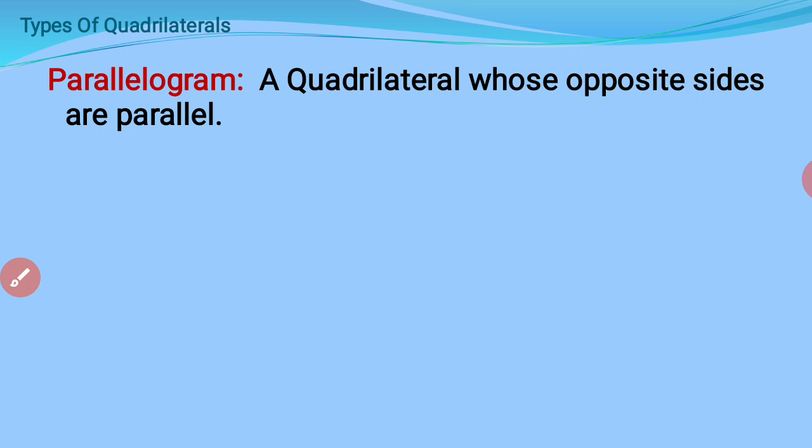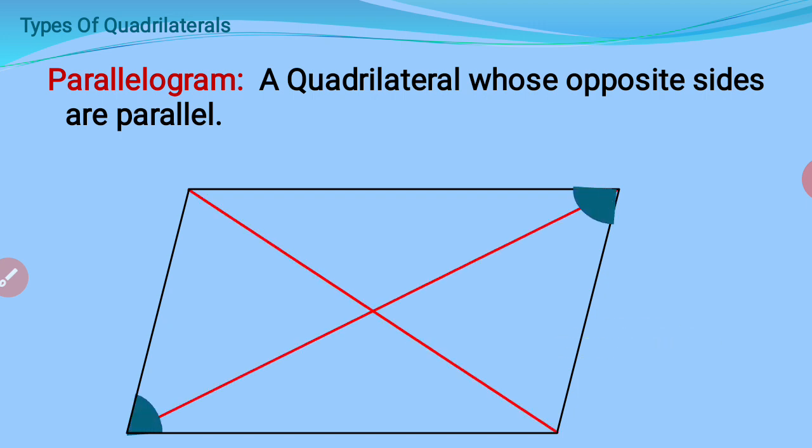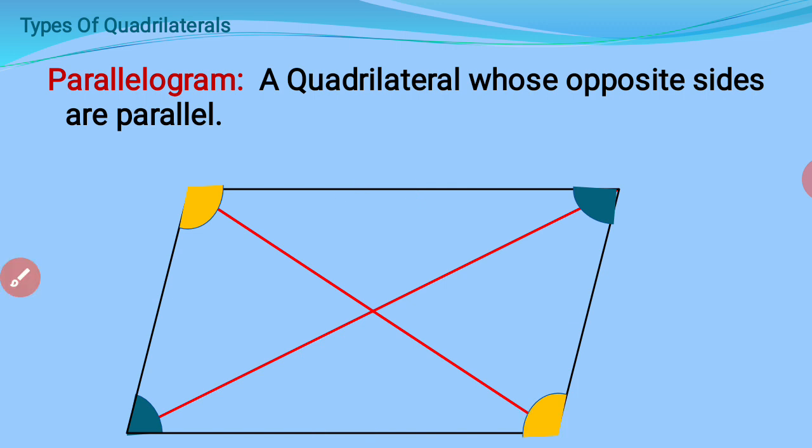Let us move to parallelograms. A quadrilateral whose opposite sides are parallel is called a parallelogram. So here you have a parallelogram wherein opposite sides are parallel. So we can say that this side and this one are opposite to each other, and they are parallel to each other. These two are also parallel to each other. So this figure is called a parallelogram.